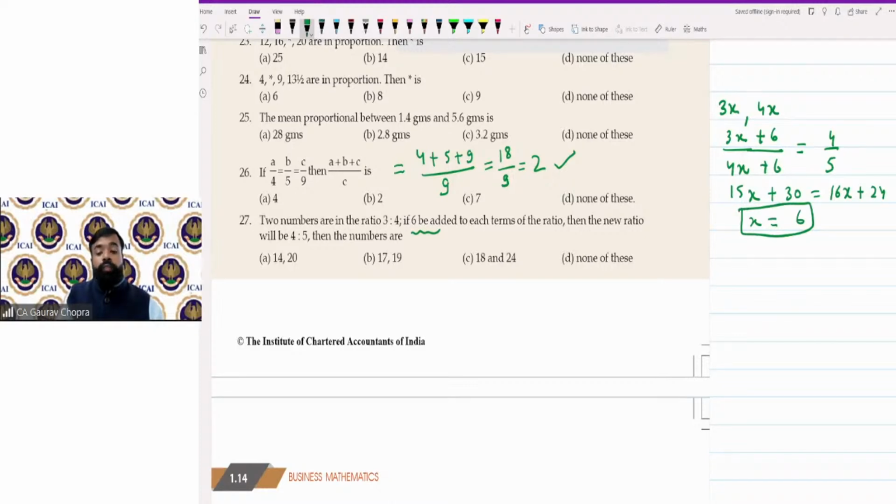Now this is the value of x. Now you have to find the two numbers. First number is 3x. So 3 into 6, 18. Second number is 4x. So 4 into 6, 24. So 18 and 24, these are the two numbers.